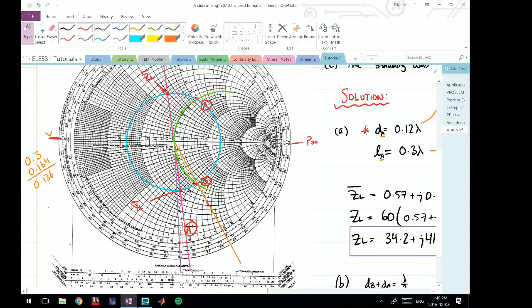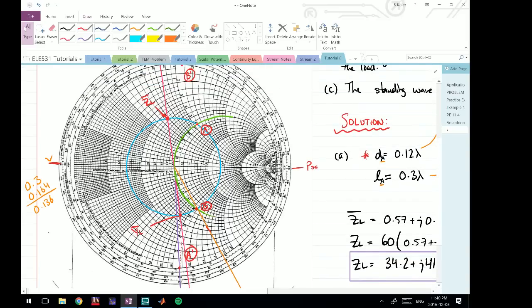Now, how far is this point from YL? And you'll note I have to go to YL, not ZL, because whenever we're dealing with parallel stubs, we go with admittances. And again, I can't just say it's this small distance here. I have to take this whole distance around because I have to go towards the load, not towards the generator. So I need to go all the way around this way.